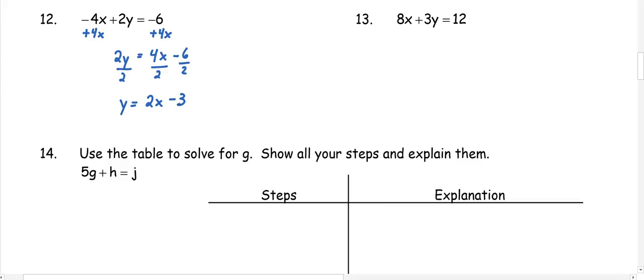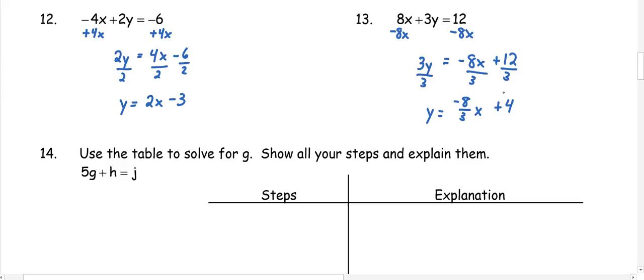Number 13, 8x plus 3y equals 12. So the first step, because it's positive 8x, is to subtract 8x from both sides. Remember that 8x and 12 are not like terms. So y equals negative 8x plus 12. Remember, we always want our x before our number. And then we're going to divide everything by 3. 8 is not divisible by 3, so we're going to leave that as a fraction, negative 8/3 x plus 4.